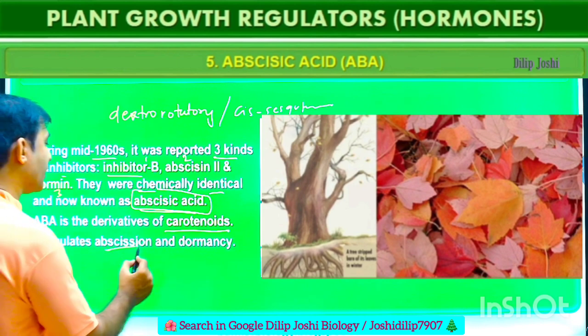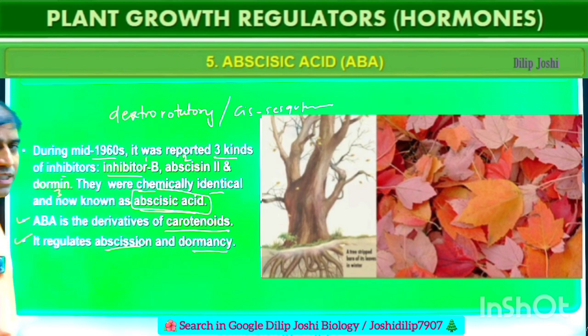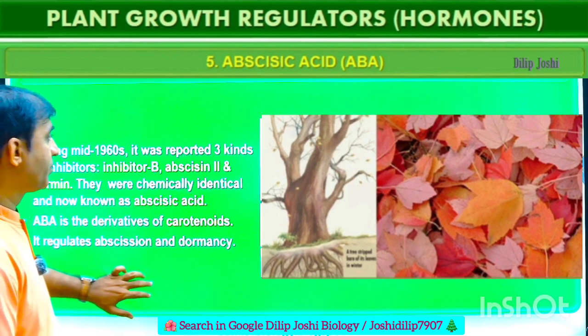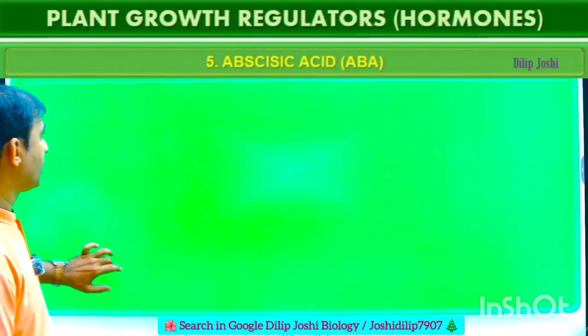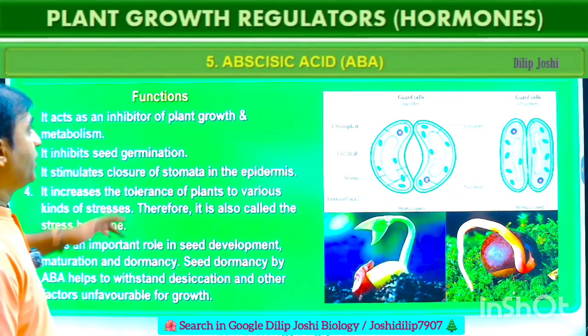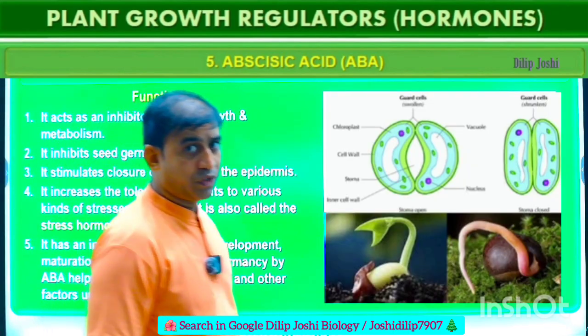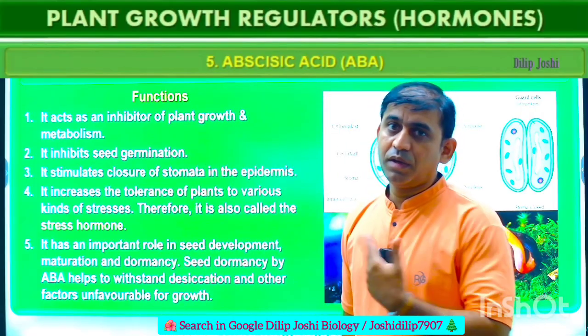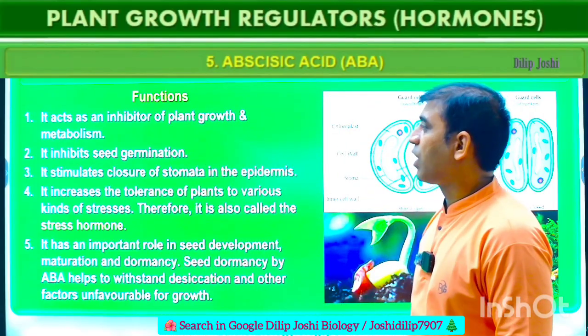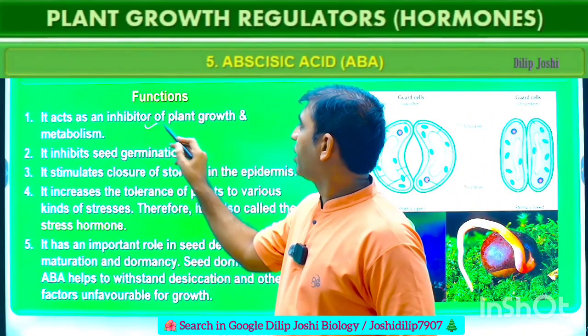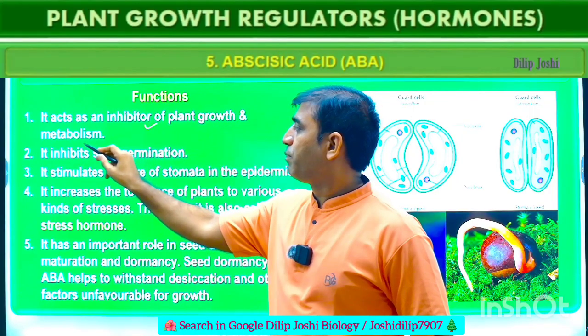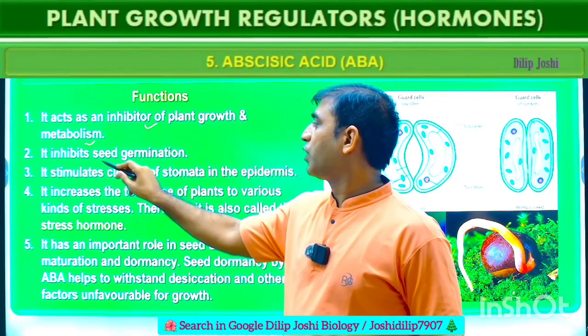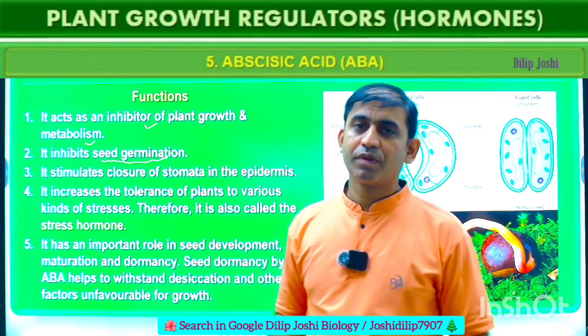It regulates abscission and dormancy. These are its functions. This hormone is also called the stress hormone; another name for ABA is stress hormone. It acts as an inhibitor of plant growth and plant growth metabolism, and it also inhibits seed germination.